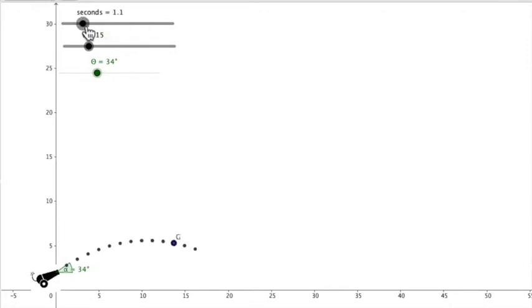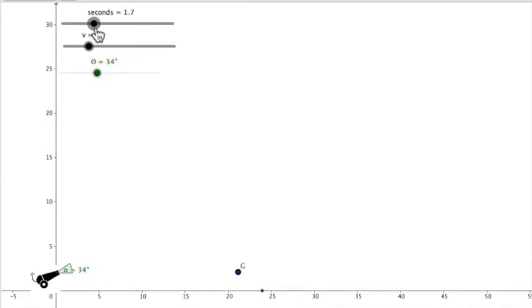If we let it keep going, it's going to hit the ground about 24 meters away from the cannon, and it took about 2 seconds to do so. So that's with an angle of 34 degrees and a velocity of 15 meters per second.